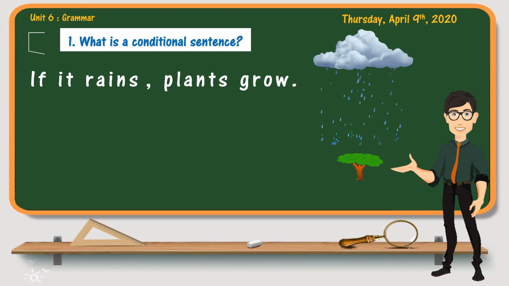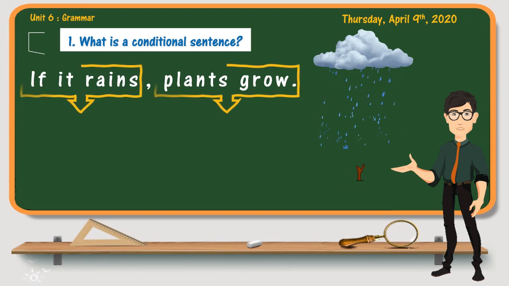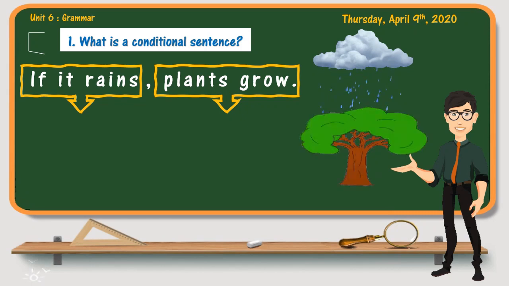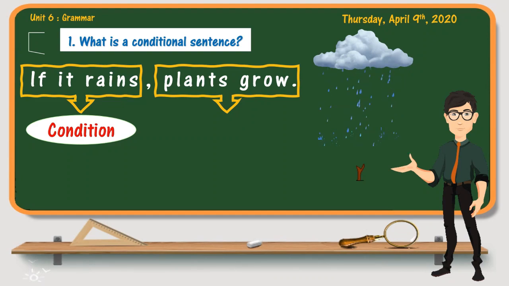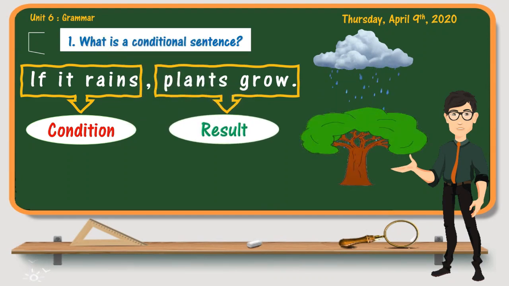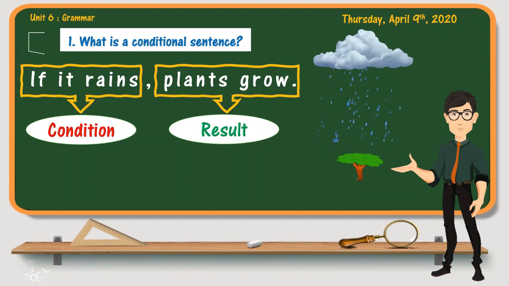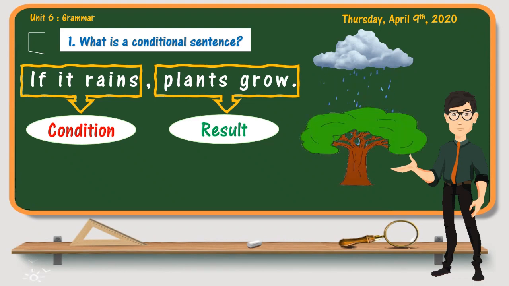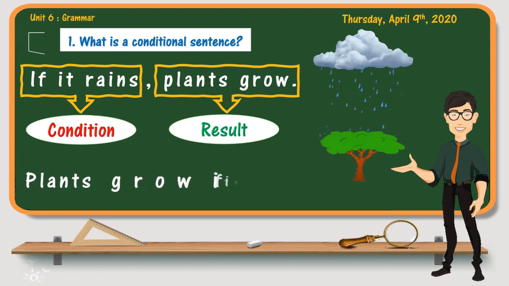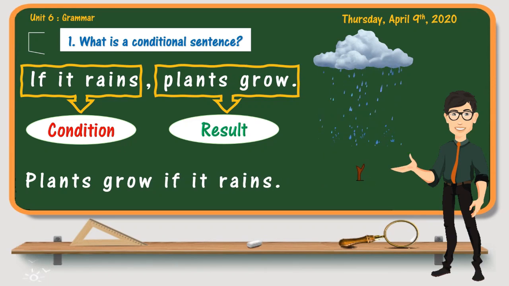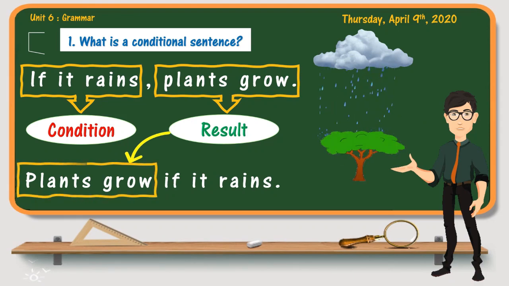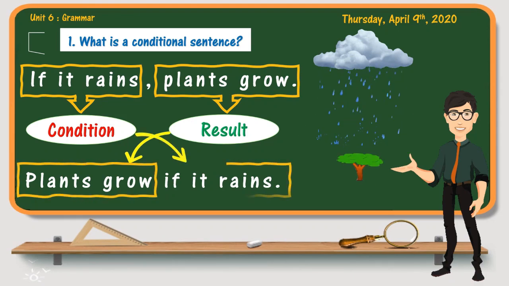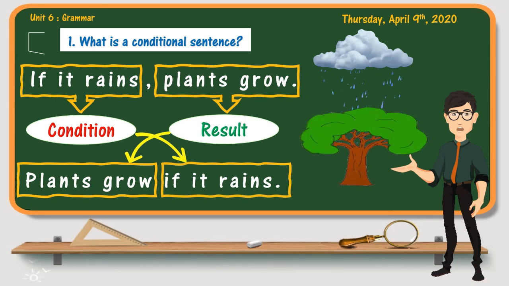So basically, a conditional sentence has two main parts. Part number one, which is called the if part, usually states the condition, and part number two states the result. We can state it in this order: if it rains, plants grow, starting with the condition and then the result. Or plants grow if it rains, which means we can start with the result and finish with the condition.